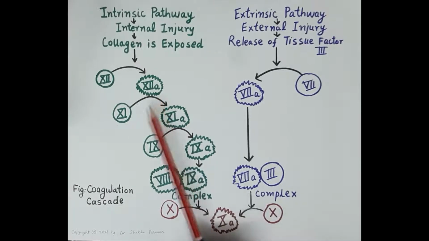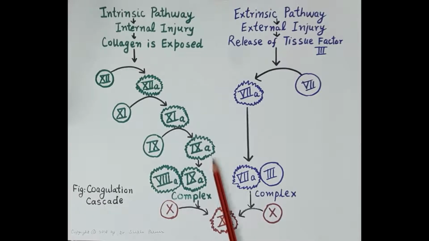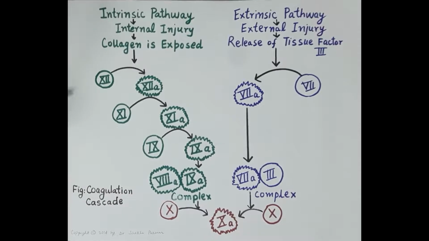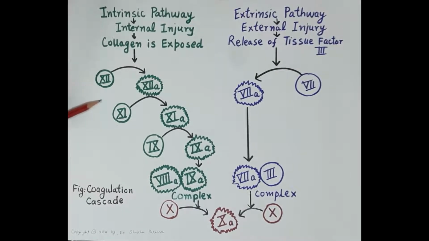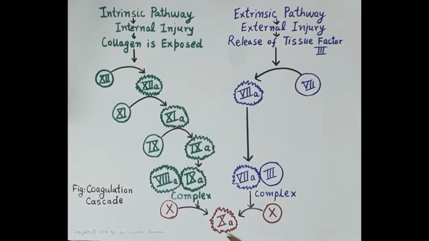Now 12A further activates 11 to 11A. 11A further activates clotting factor 9 to 9A. And this clotting factor 9A forms a complex with the activated clotting factor 8, that is 8A. And this complex further activates clotting factor 10 to 10A. So all these clotting factors function in a cascade, in a sequence, and finally in the intrinsic pathway there is activation of clotting factor 10 to 10A.